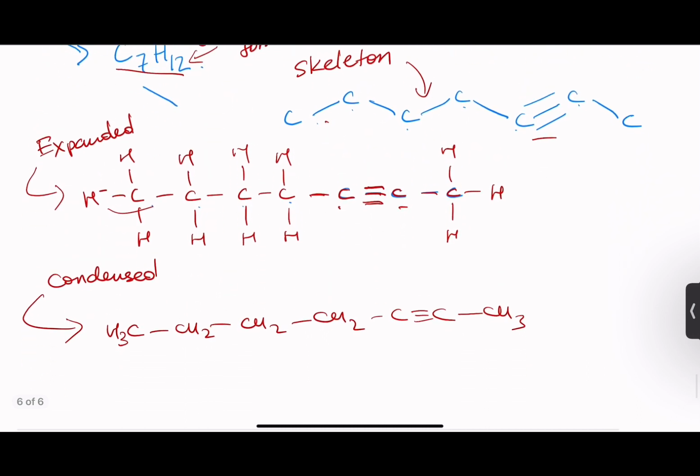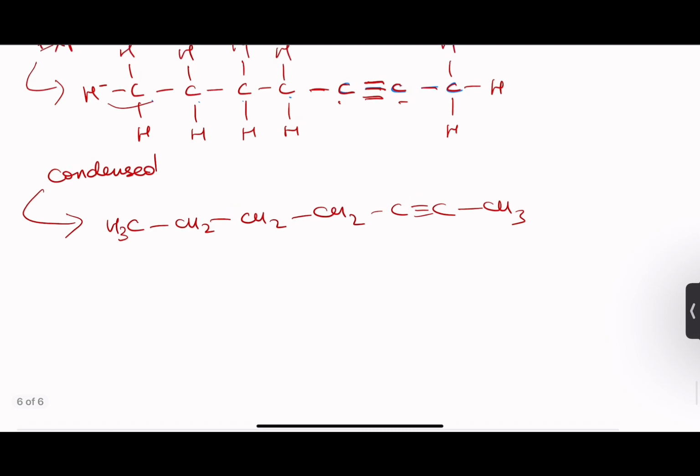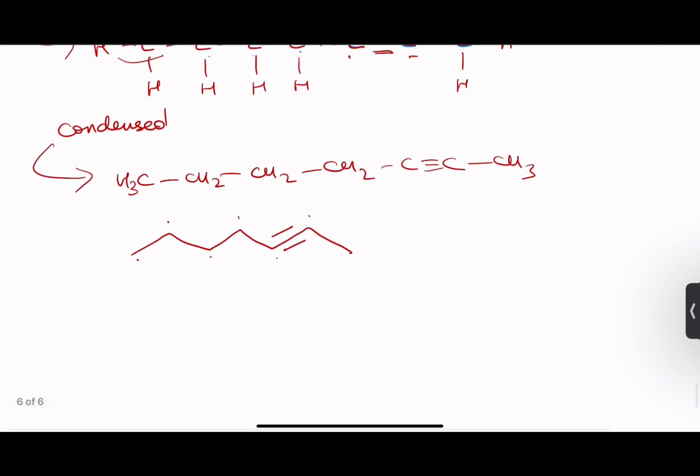Now I'm gonna draw you guys the line diagram. Because I have 7 carbons, right? So 1, 2, 3, 4, 5, 6, 7 carbons. And then I put the triple bond here, and that's it. And this is the line. The easiest one is the line.